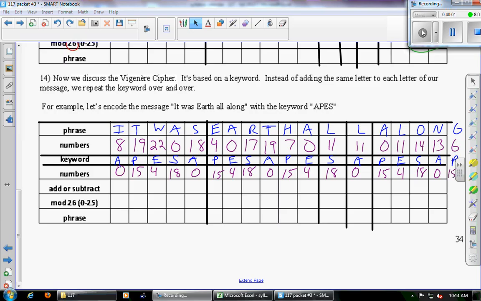Okay. And the next row we put numbers. But the nice thing here is that once you've written the numbers for APES the first time, it's a bunch of copies. So it doesn't take near as long to do this part. Lots of copies of the same numbers here, 0, 15, 4, 18, all the way across.